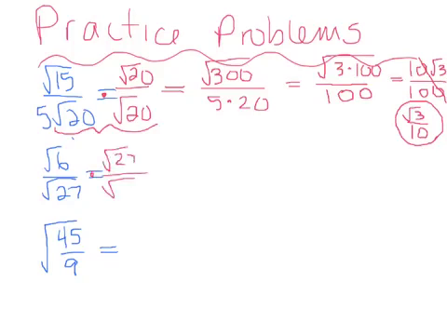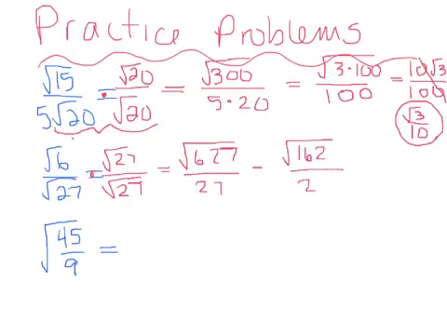27 over the square root of 27. Whoops, sorry. That gives me the square root of 6 times 27. Oh, I did it again. Over 27. 6 times 27 is 162. Let's see what 162 is. 162, make a list down here.